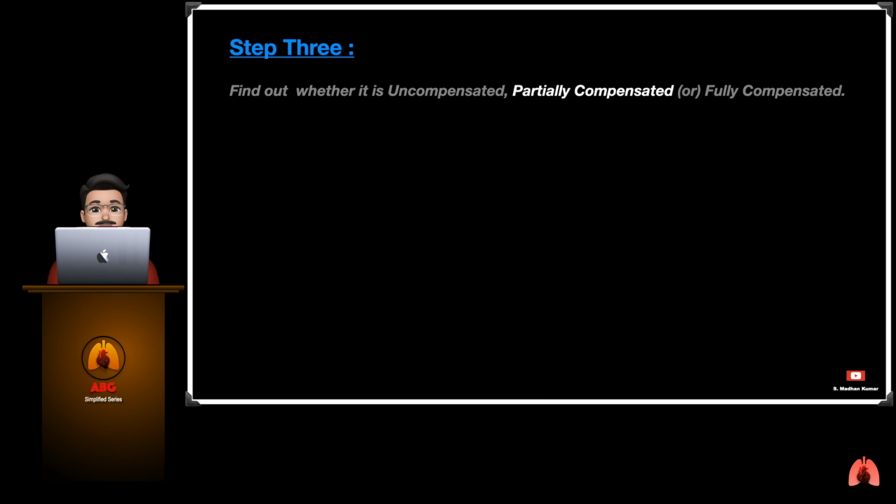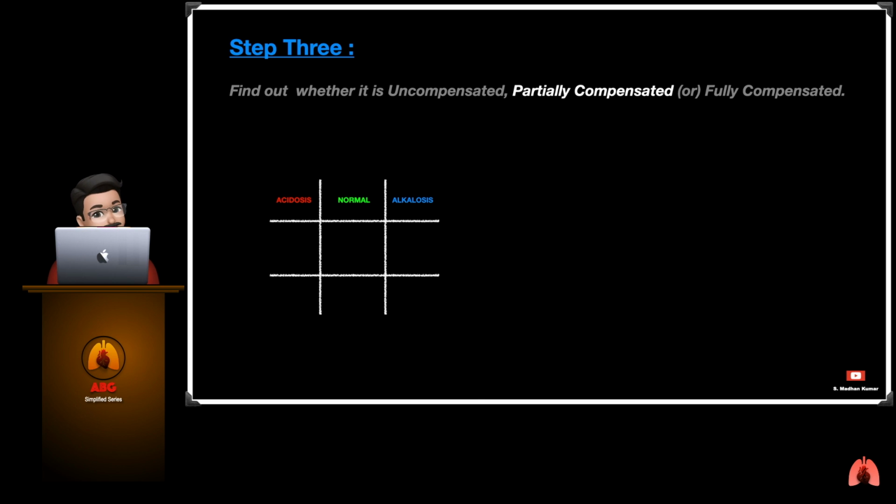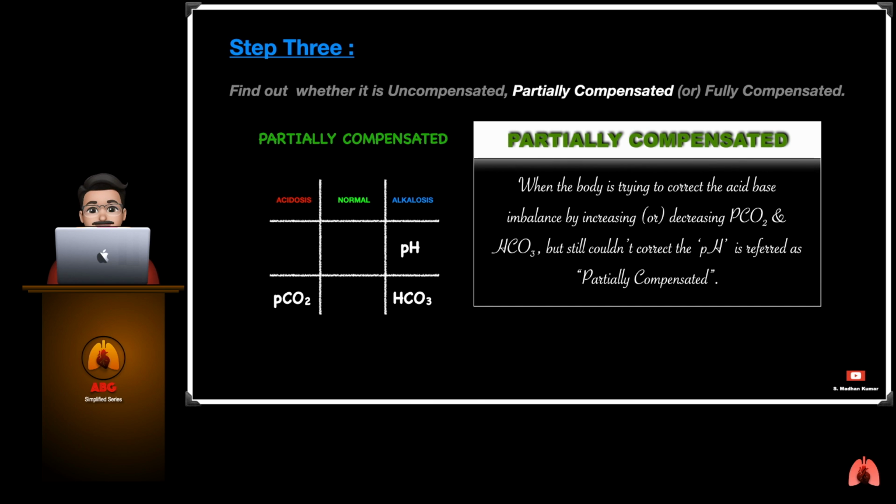Now, as part of step 3, we will determine how to find out the values are partially compensated. If all three values, pH, PCO2 and HCO3, are abnormal, it is called partially compensated. That means the body is trying to correct the acid-base imbalance by increasing or decreasing PCO2 and HCO3 values, but still couldn't correct the pH value.